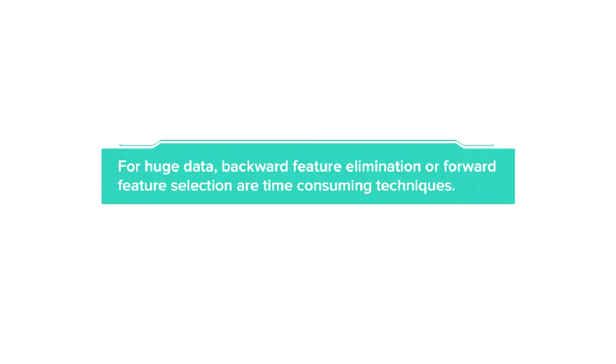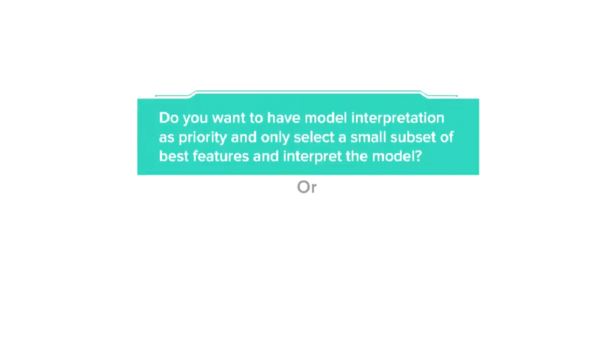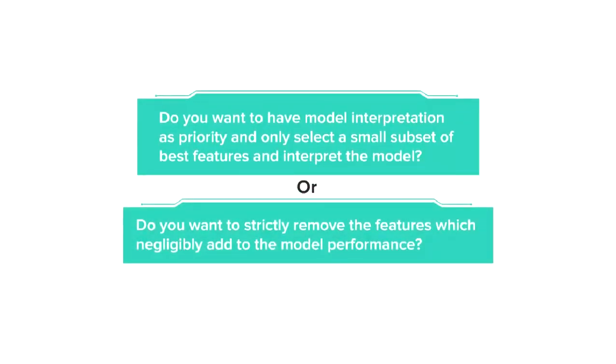If we are using some other dataset comprising 100 plus features with over 100,000 observations, the process of backward feature elimination or forward feature selection would take a very long time to complete. That is why it is good to have a goal in mind, whether you want to have model interpretation as priority and only select a small subset of best features and interpret the model, or you want to strictly remove the features which negligibly add to the model performance.